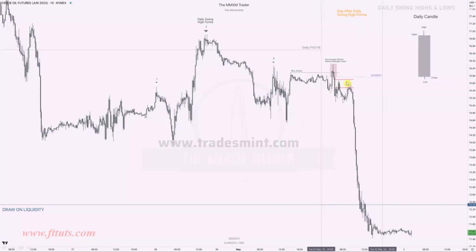We're forming a fair value gap, so this is the next premium array where you can frame your trade setup from, and we're anticipating that open, high, low, close to form. Day number 4, very important, and eventually we draw down into our draw on liquidity.